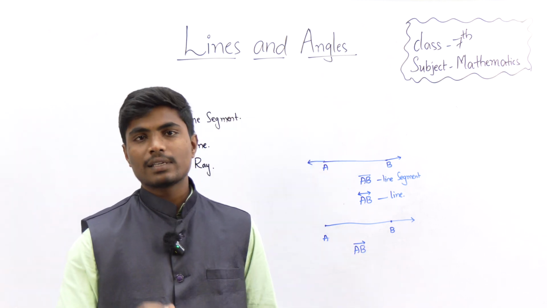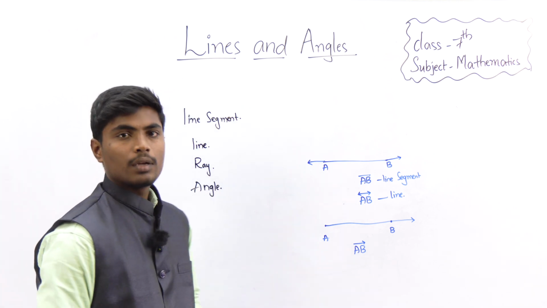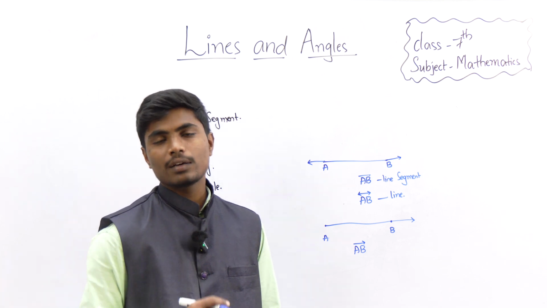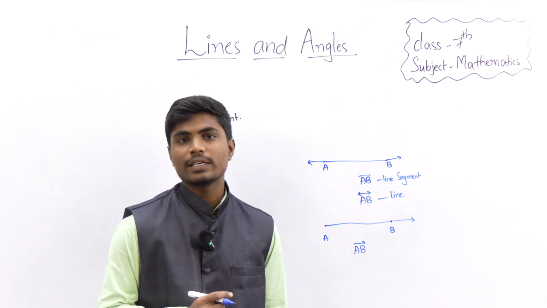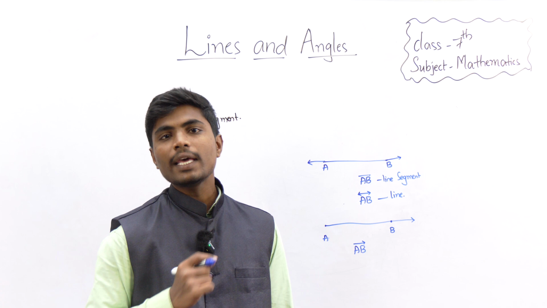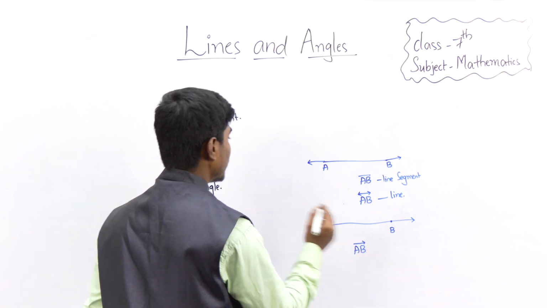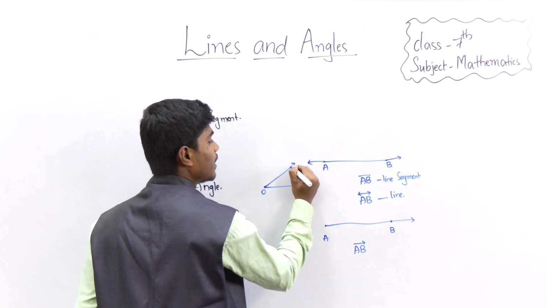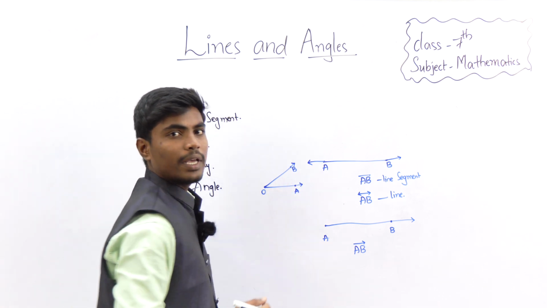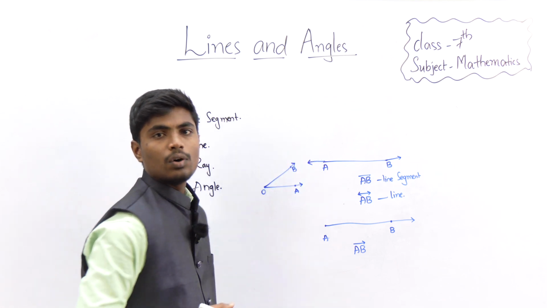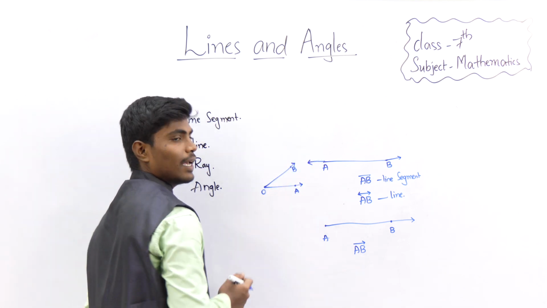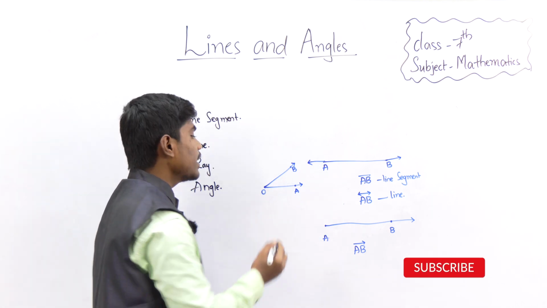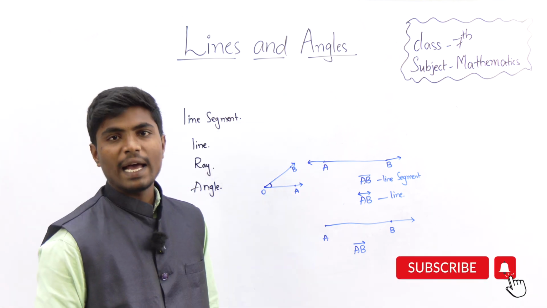Now let's discuss angle. What is an angle? When two rays have one common point, or when two rays intersect each other, then an angle is formed. If you take two rays, this point O, here A and here B, this is ray OA and this is ray OB. Ray OA and ray OB have one common point O. At point O, the angle is formed.